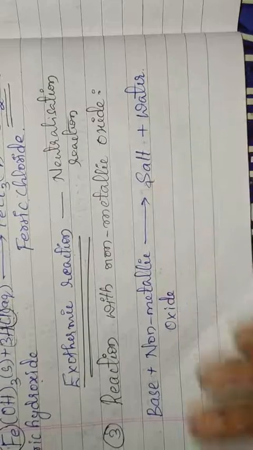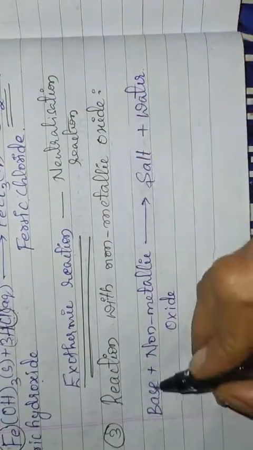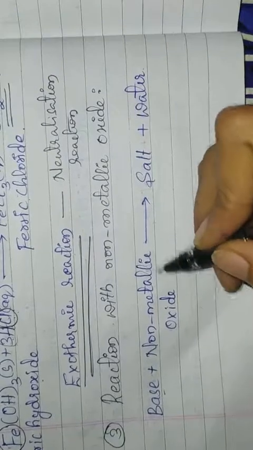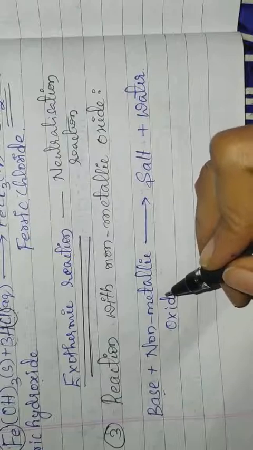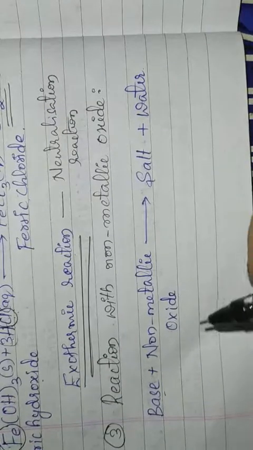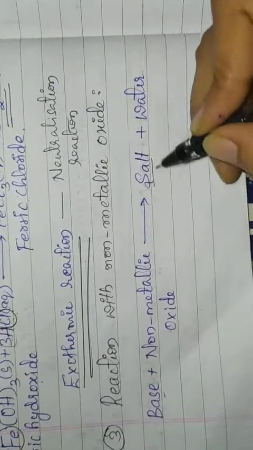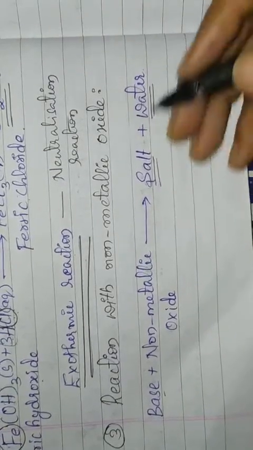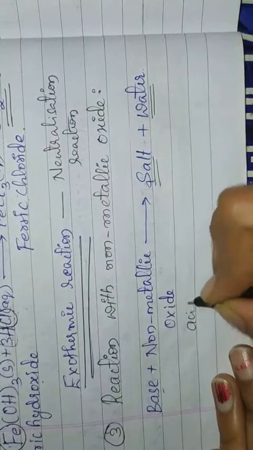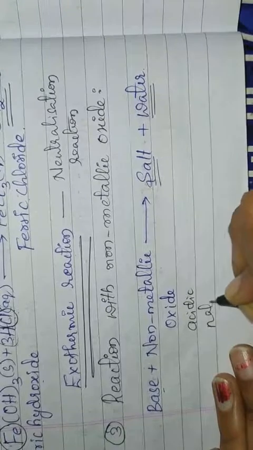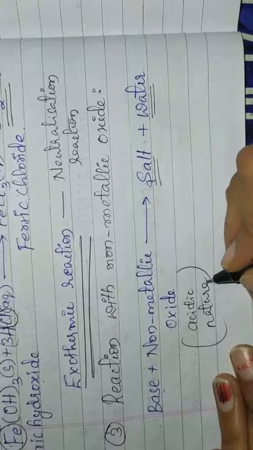Let us see the last chemical property, reaction with non-metallic oxide. When a base reacts with a non-metallic oxide, actually acids react with metallic oxides, but bases react with non-metallic oxides and they will form salt and water, because these non-metallic oxides are acidic in nature.